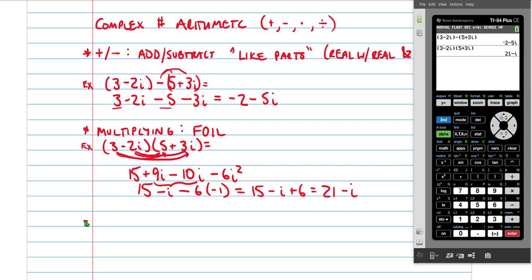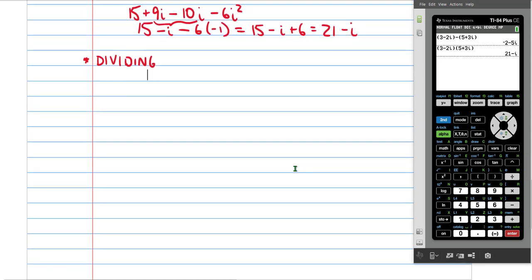Now, in terms of division, I had mentioned before that some of the toughest cases come up when you have something like 3 plus i over 5 minus 2i. We'll look at this example in a moment, but before we get to how we would actually do this division, we need to talk about conjugates, complex conjugates.